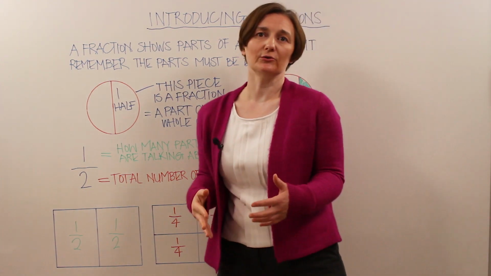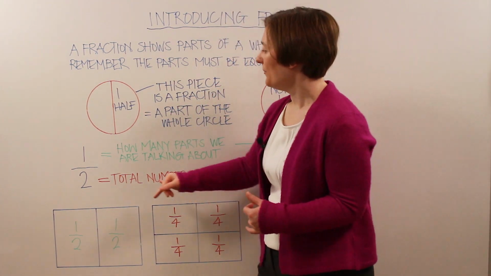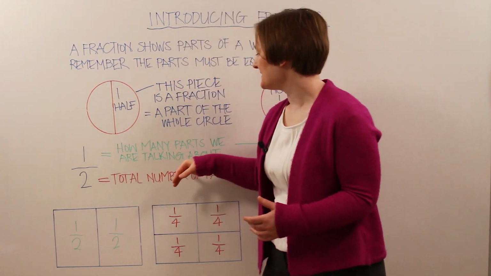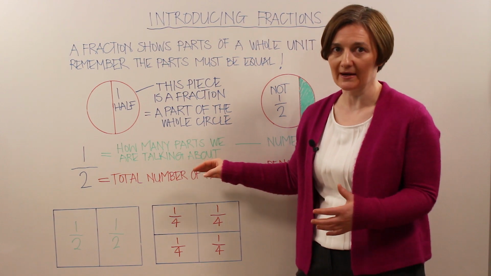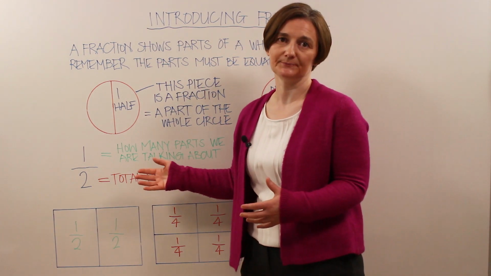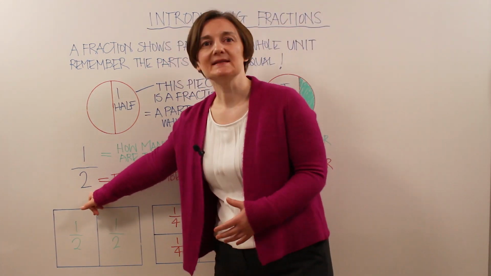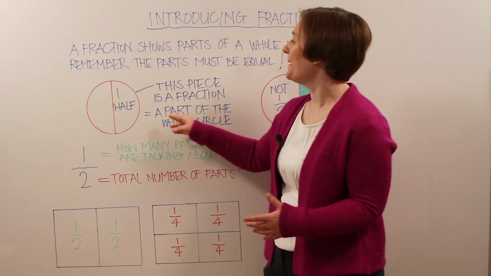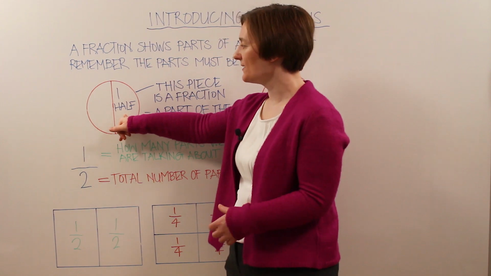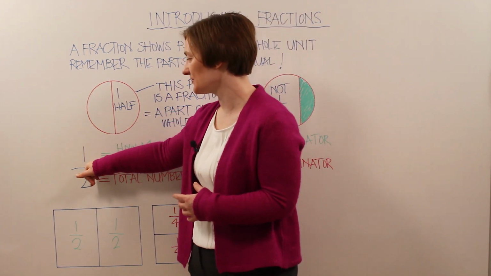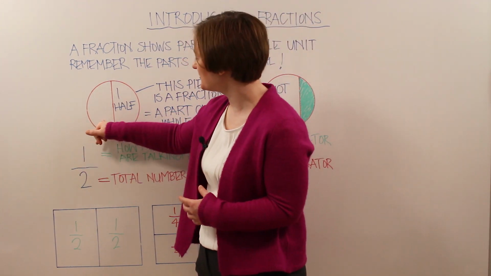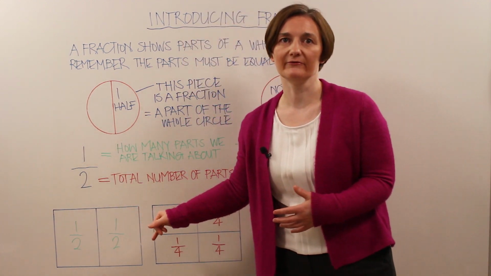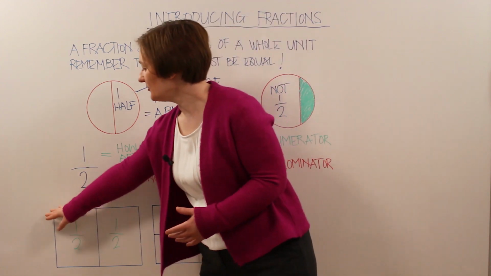So what does a fraction look like when it's written down? Well, we have a number with a line and a number underneath. The number at the top is how many parts we are talking about. It's known as the numerator. And the number at the bottom is the denominator, and that's the total number of parts. So back to our circle, this is one part, so it would go at the top, the numerator, out of a total number of two pieces. So this is 1/2.